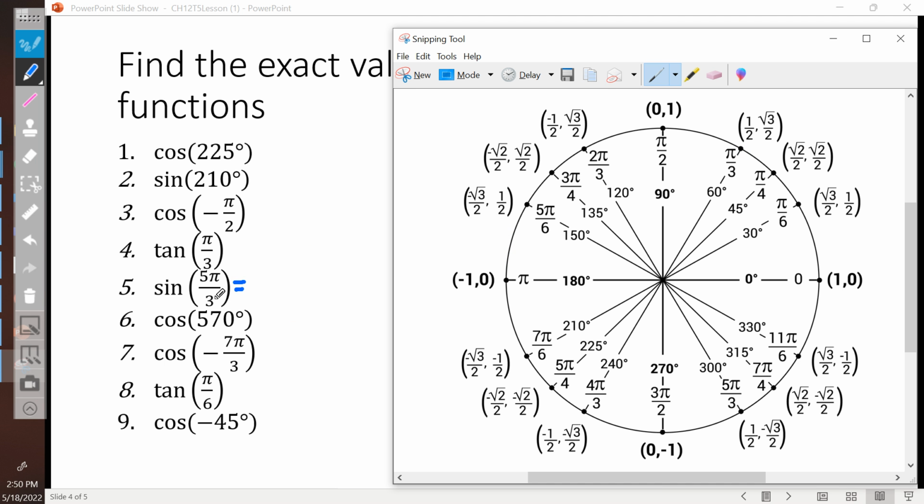Okay, next, sine of 5 pi over 3. So let's look for 5 pi over 3 right here. And since I'm doing sine, it's the y-coordinate, so negative square root 3 divided by 2.